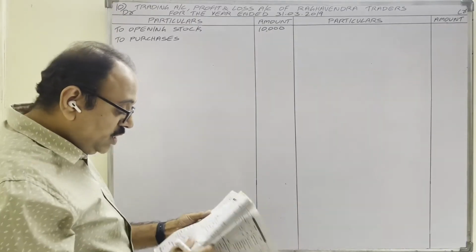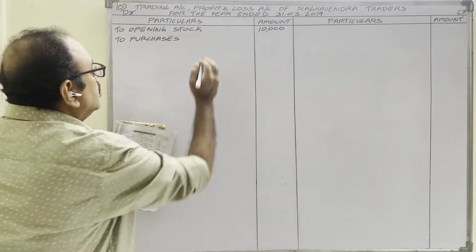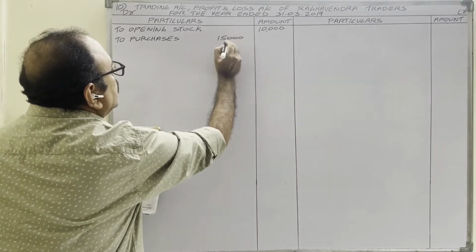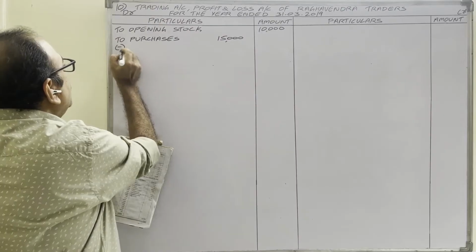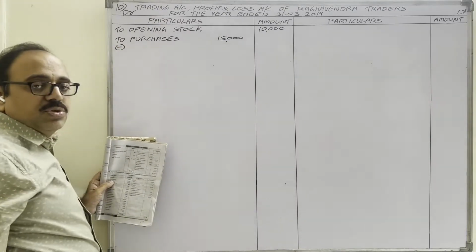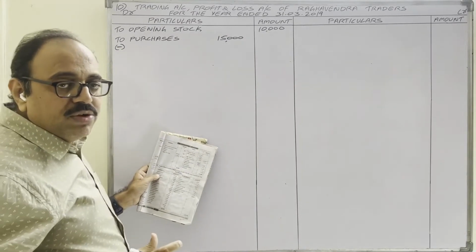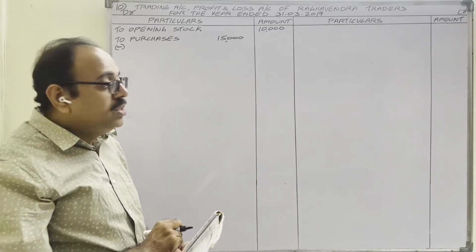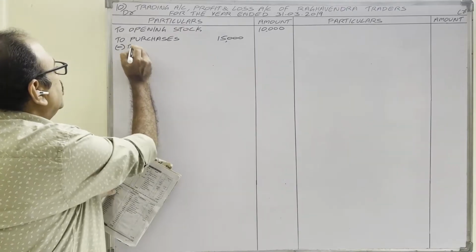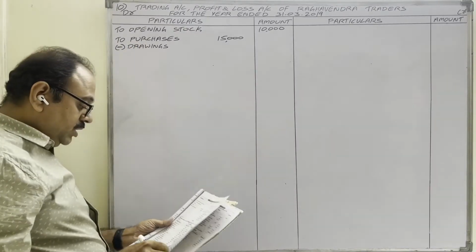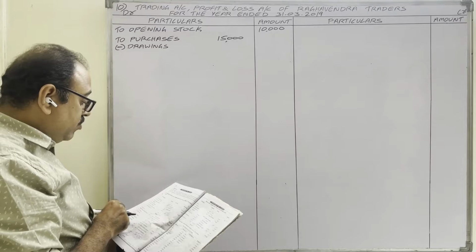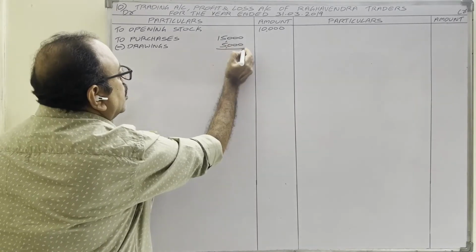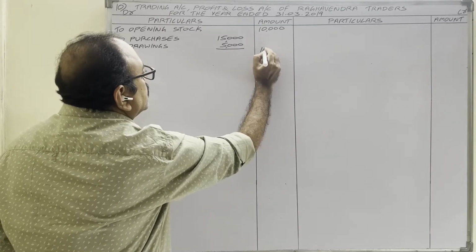Therefore, because an adjustment is there, the purchases amount goes in the inner column: 15,000 rupees minus the goods the owner withdrew for personal use. When the owner withdraws money or goods for personal use, it comes under drawings. Therefore, minus drawings. In the adjustments, the drawings amount is given as 5,000 rupees. The remaining amount in the outer column is 10,000 rupees.